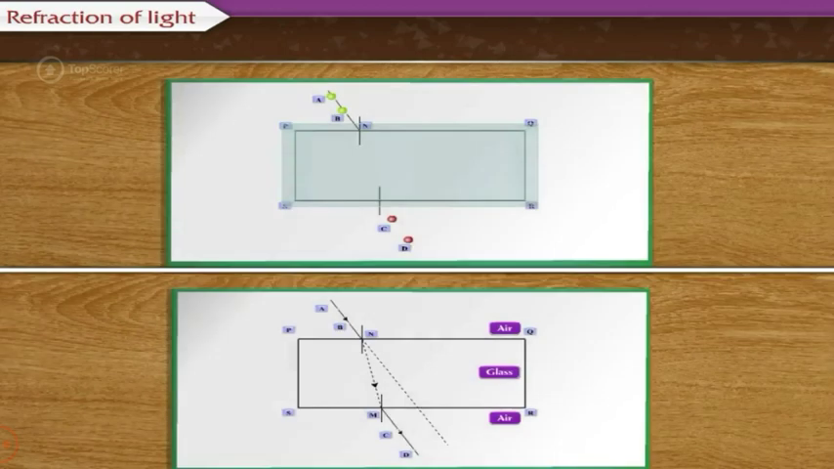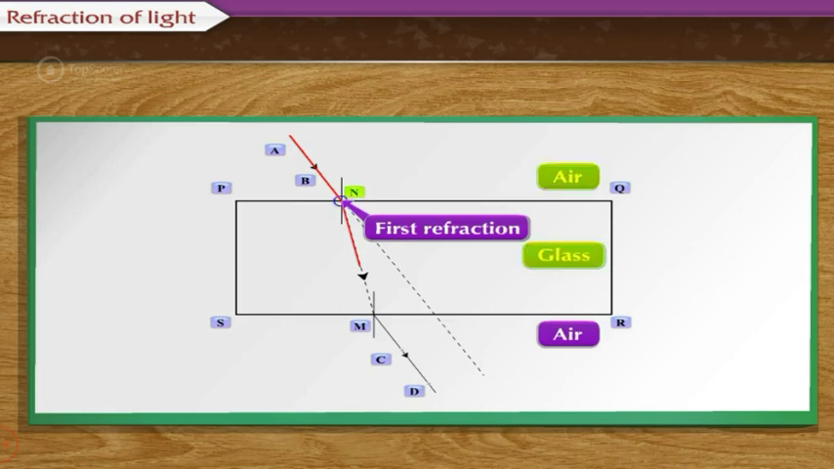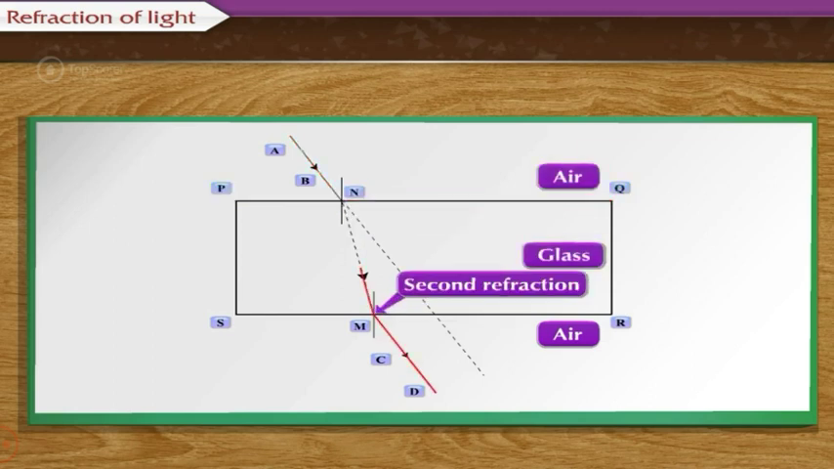In the activity of refraction of light passing through a glass slab, light gets refracted twice. The first refraction occurs when the light ray enters the glass from air at N on side PQ. The second refraction occurs when light enters air from the glass at point M on side RS.